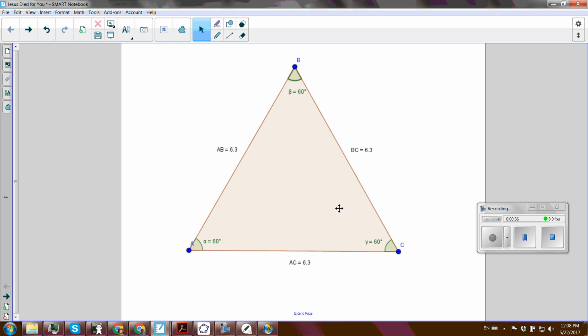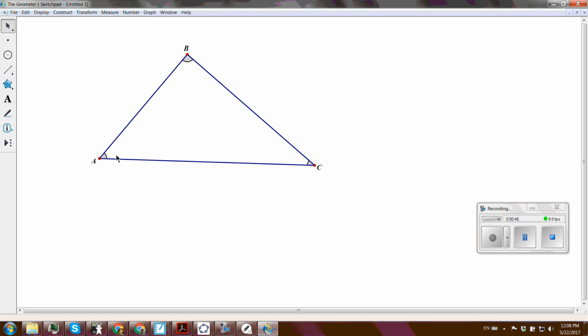But notice the three angles 60, 60, 60, there might be some significance to the fact that they're all 60. And that's what I want to investigate here. So I want to find a measure of these three angles, and I want to use this little software tool to do it.